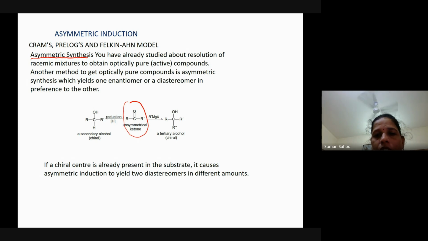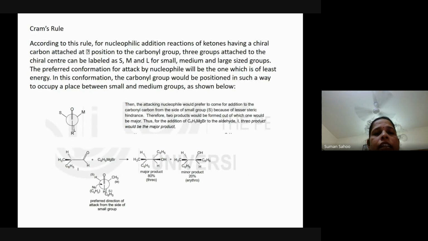There are some rules, like we have now studied prochiral faces. From which side your group has to attack: if the group attacks from this side, you get one enantiomer, and if it attacks from the bottom side, you get the other enantiomer. So there are some rules which depict which side will be attacked. The first rule is known as Cram's rule. According to this rule, he has done this mostly for ketones, nucleophilic addition reactions to ketones.